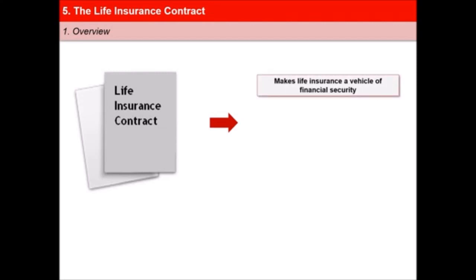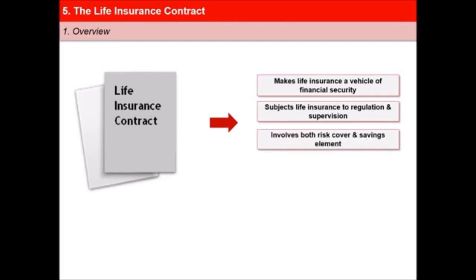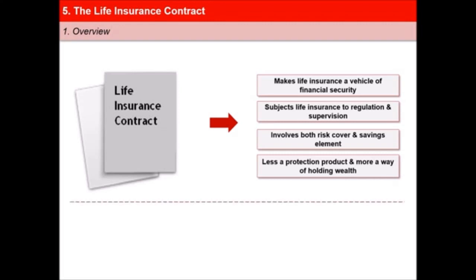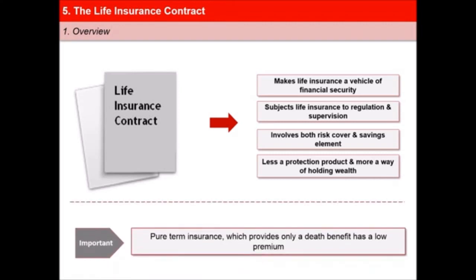The element of guarantee also implies that life insurance is subject to stringent regulation and strict supervision. The contracts involve both risk cover and a savings element. Life insurance, in fact, has been less a protection product and more a way of holding wealth. We must also note that pure term insurance, which provides only a death benefit, has a low premium.